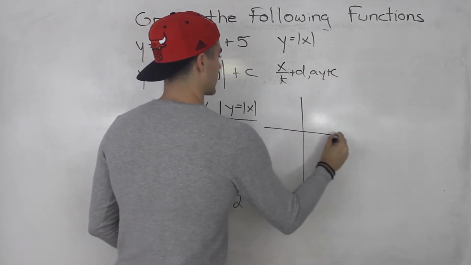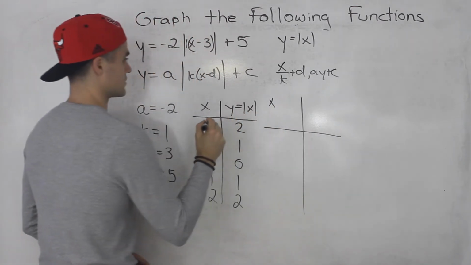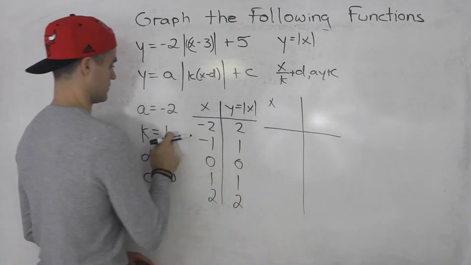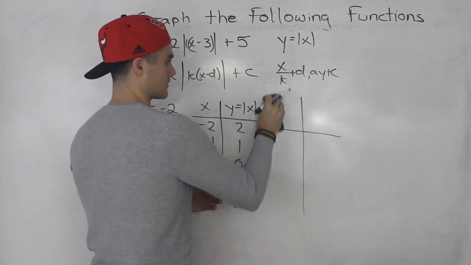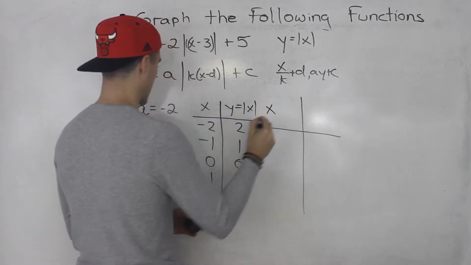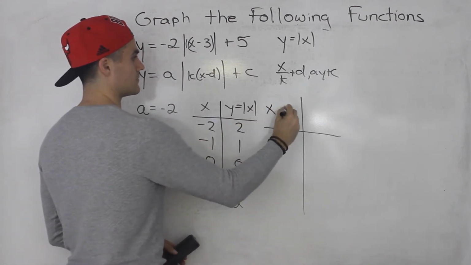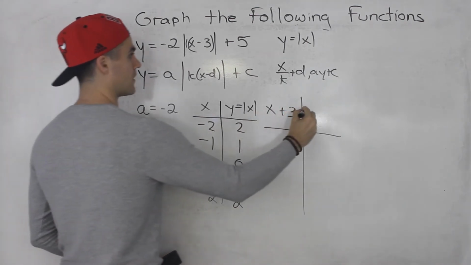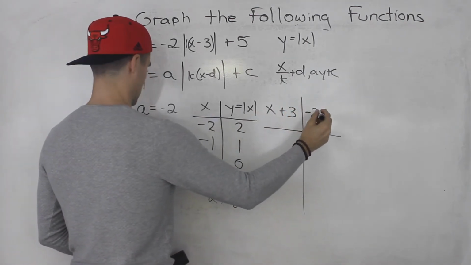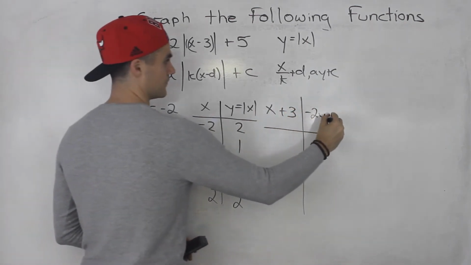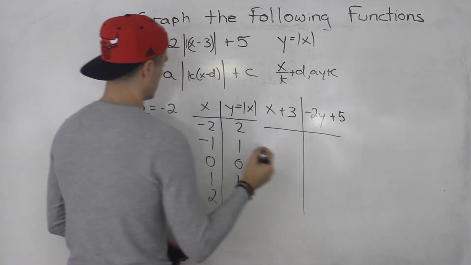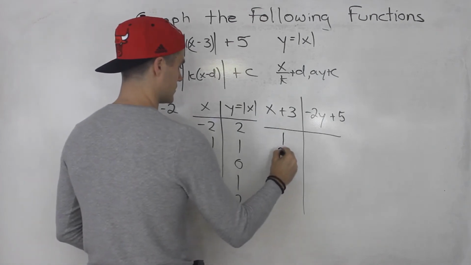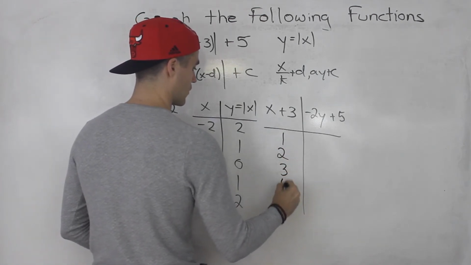All of the x values we're going to divide by the k value, which is 1. So the x value just divides by 1, which is just x. Then we're going to add 3, the d value. All of the y values are going to multiply by -2, and then we're going to add 5. So taking all of these x values, adding 3, we'll simply get 1, 2, 3, 4, 5.